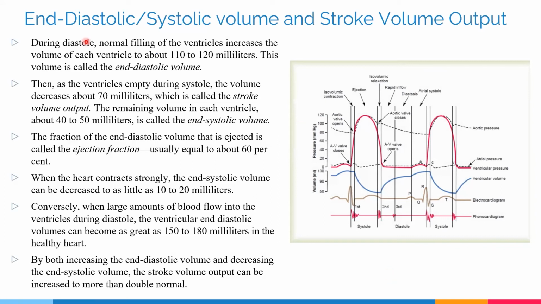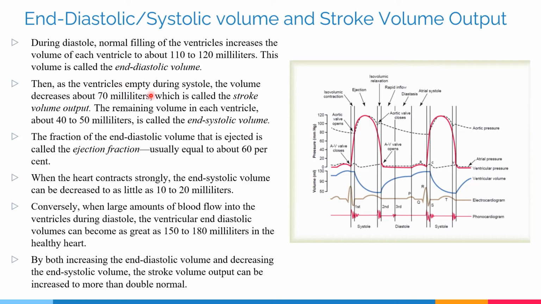Next, we go into various parameters that are used to judge the effective pumping by the heart. These are the end diastolic and systolic volumes as well as the stroke volume output. During diastole, normal filling of the ventricle increases the volume of each ventricle to about 110 to 120 milliliters. This volume is known as the end diastolic volume. So at the end of the diastole, the volume of blood present in the ventricles is known as the end diastolic volume.